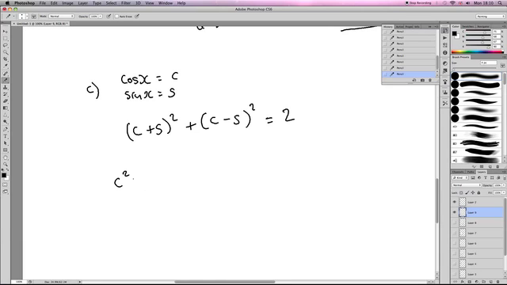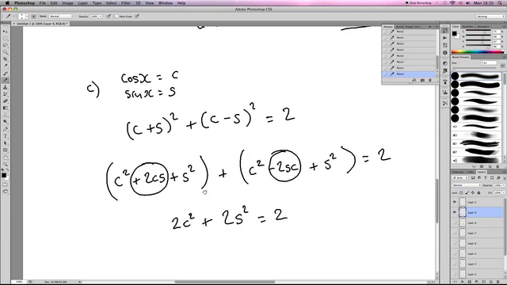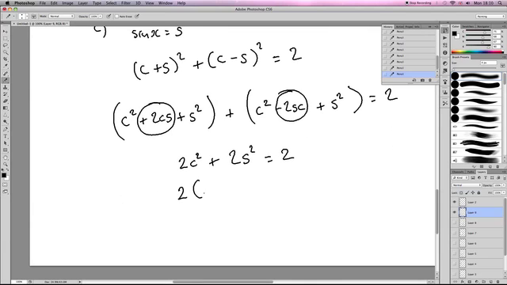So it's going to be c squared plus 2cs plus s squared. Likewise here, plus c squared minus 2cs or sc plus s squared equal to 2. Now, I've got 2 of these and minus 2 of these, so they actually cancel out. So what happens is I've got 2c squared plus 2s squared equal to 2. And lo and behold, we've got this here. Factorize 2 out. C squared plus s squared equal to 2.